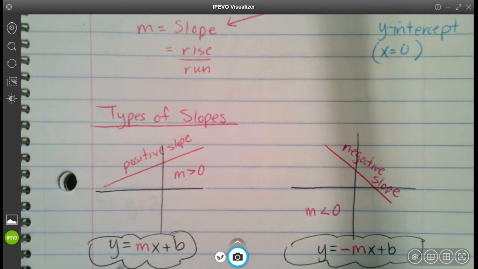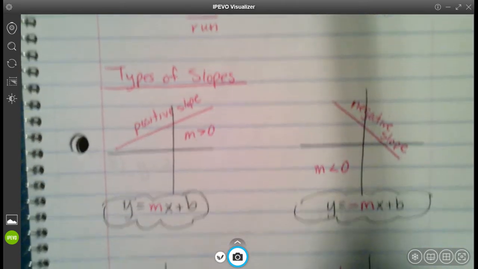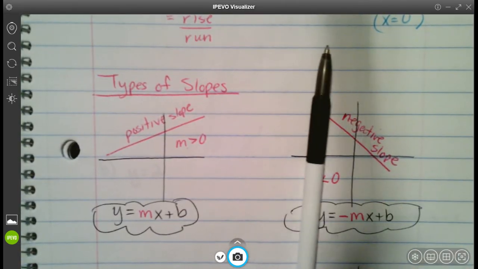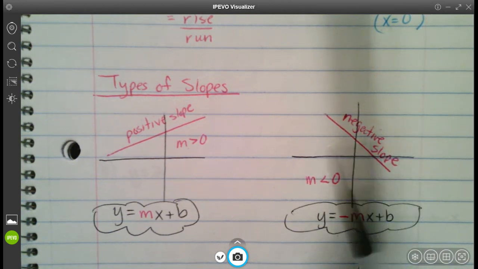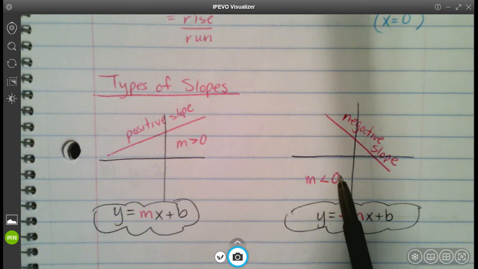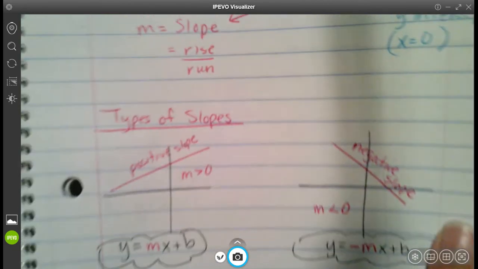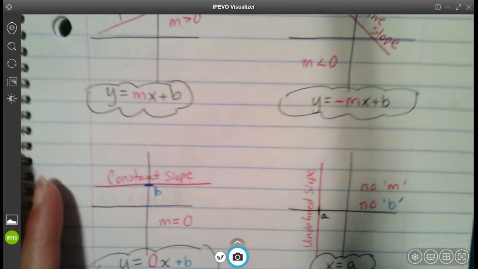And this is a possible equation, y equals mx plus b. For a negative slope, my pen going from left to right is now going to slide down. So therefore, this is a negative slope and m would be less than 0. A possible equation for this one would be y equals negative mx plus b. We have two more types that we need to see, and then we can start the actual examples.